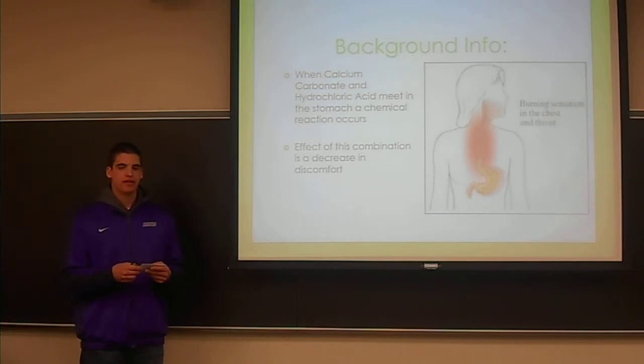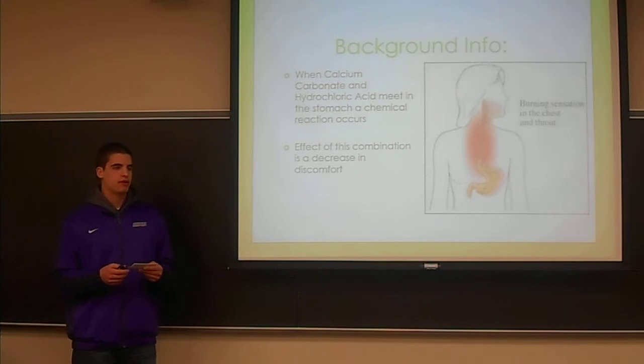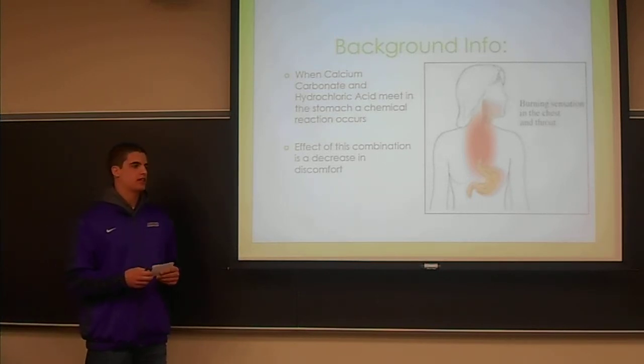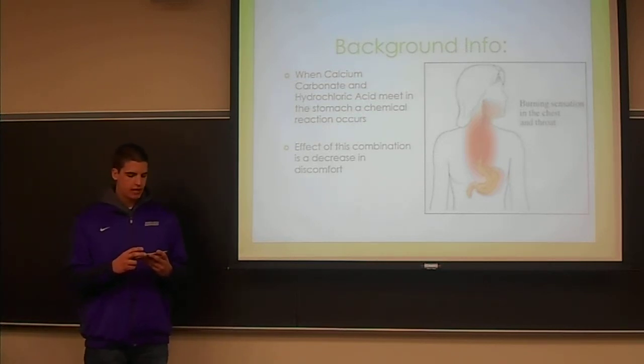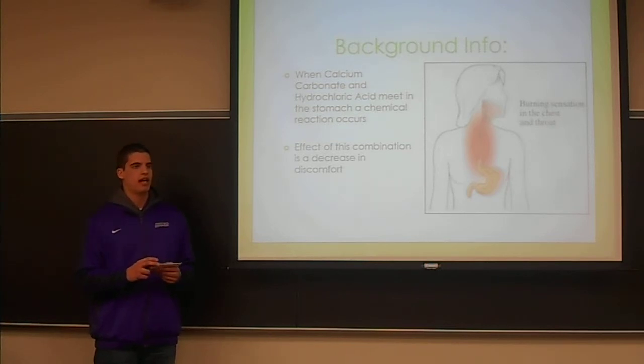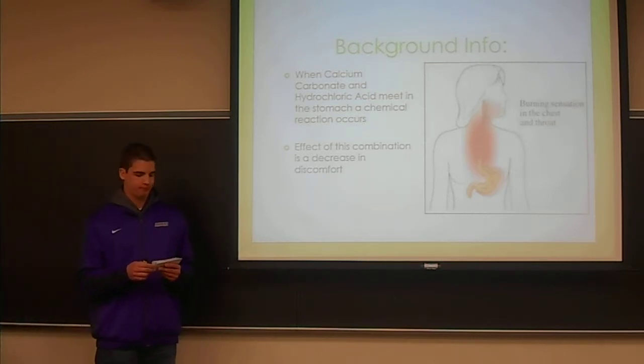One of the results of a chemical reaction between calcium carbonate and hydrochloric acid in the stomach is the formation of calcium chloride, which is a type of ionic salt. Aside from the creation of salt, the other atoms in the combination, which are carbon, hydrogen, and oxygen, will combine with each other, forming carbon dioxide and water.